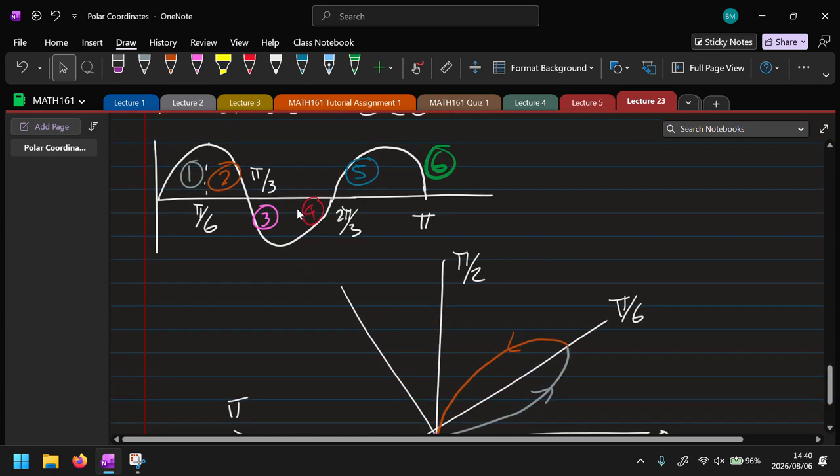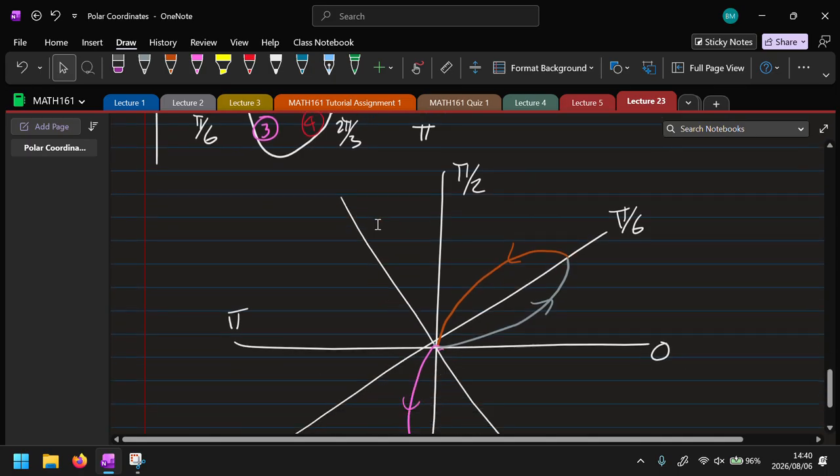Okay, next, number 4. It's still negative, so we still draw it in that bottom bit, but now it goes from 1 to 0. That was in red.